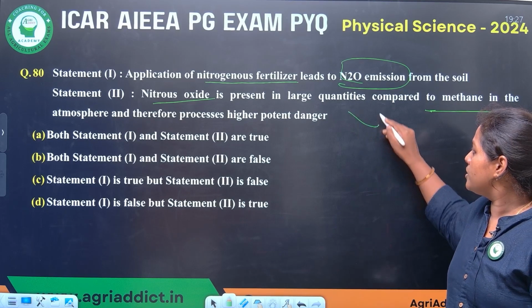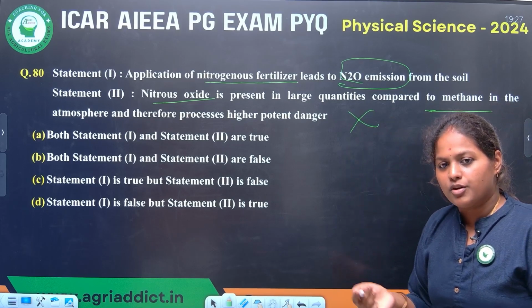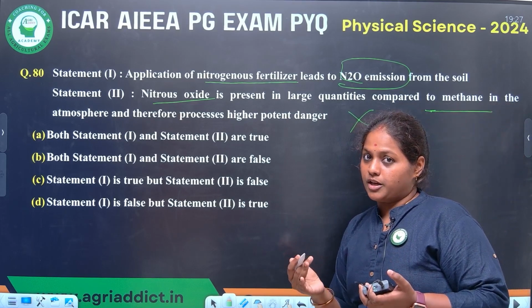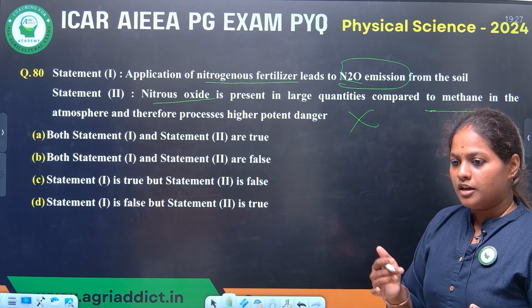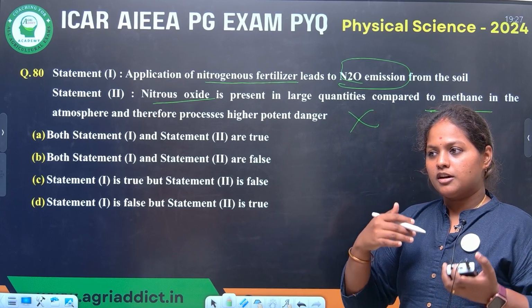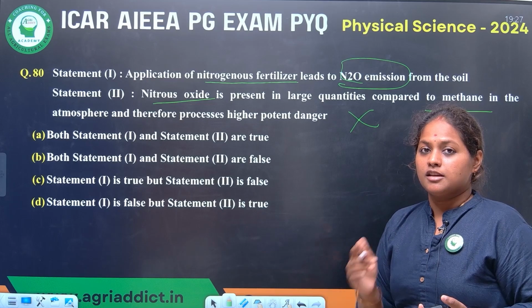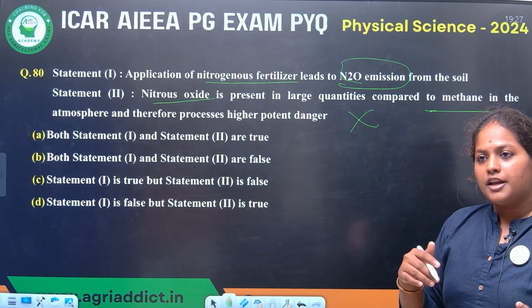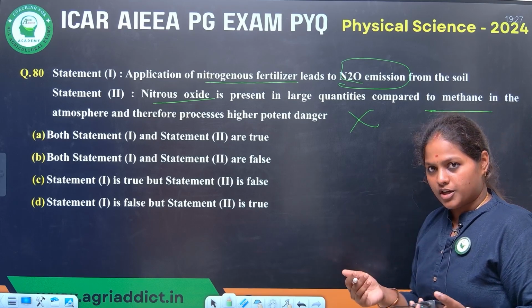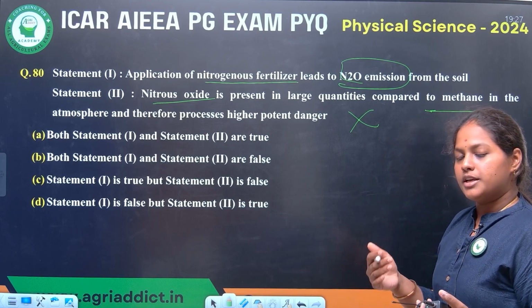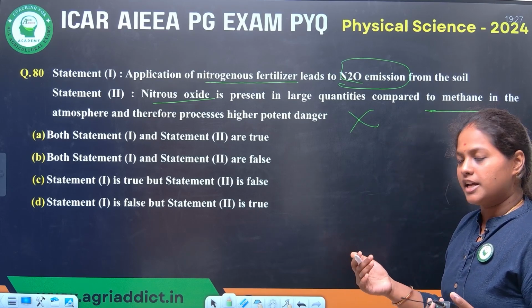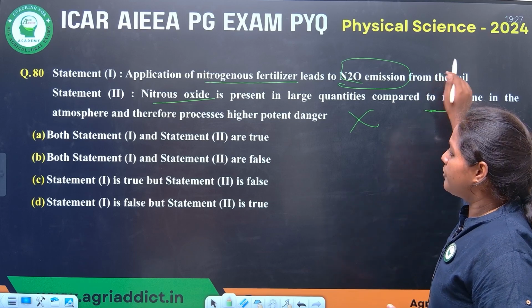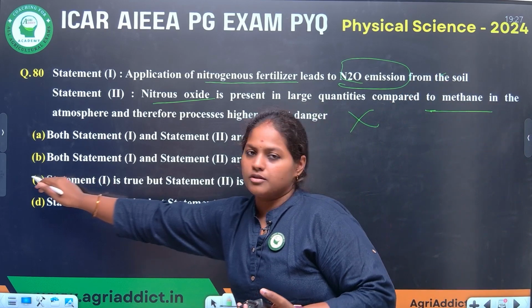No, because methane is present in larger quantities than nitrous oxide in the atmosphere, but when we look at the residence time of the gas, it is more for nitrous oxide because it has a higher global warming potential compared to methane. So it is potentially more dangerous compared to methane. Statement 1 is true, 2 is false. Option C.